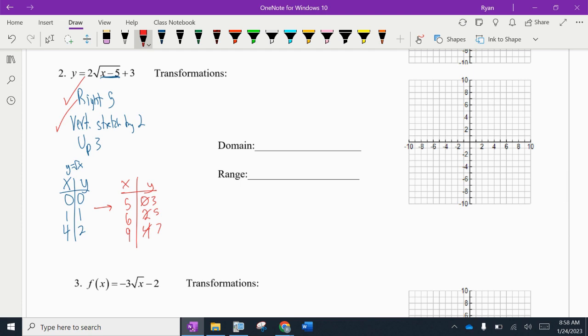First one, 5, 3. Put a slightly bigger point. 6, 5. And 9, 7. My 3 points is good enough. Unlike a parabola where I had 5 points because there were 2 sides to it, this only has just half of a parabola. So start at your big launching point, hit those other ones, draw your arrow. There is our graph for this one.